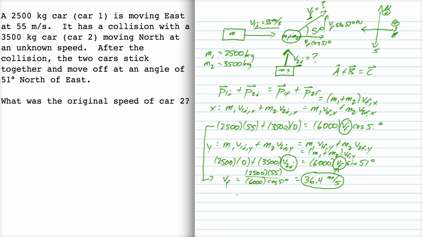So that gives me 3,500 V2I is equal to 6,000 times 36.4 sine 51. So if I solve for V2I, I get 49 meters per second. There's my answer.